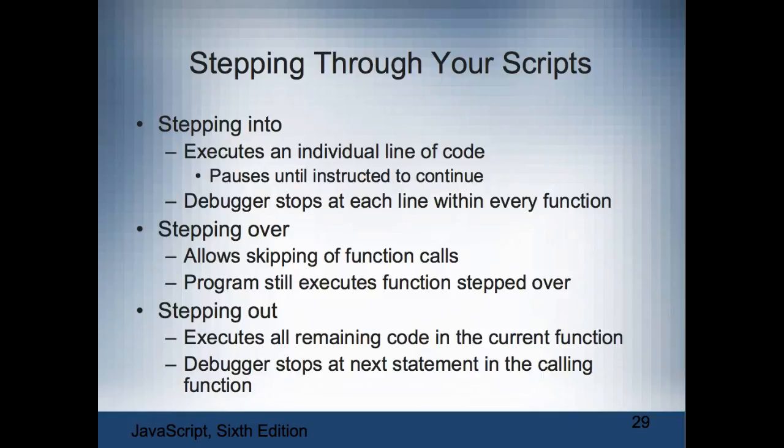Breakpoints allow us several options for stepping through our scripts. We can either step into our script, executing an individual line of code, which causes the program to pause until instructed to continue. And when we step into, the debugger will stop at each line within every function. Stepping over allows us to skip over function calls. The program still executes, but the function is stepped over. Stepping out executes all remaining code in the current function, and then causes the debugger to stop at the next statement in the calling function.